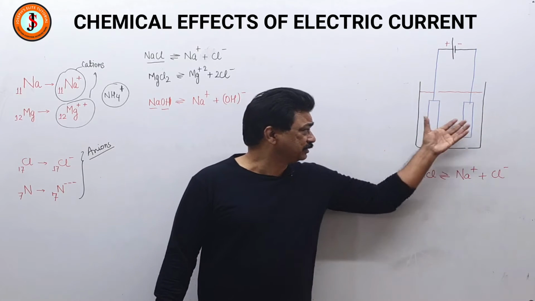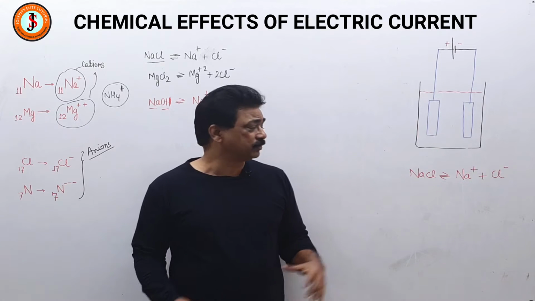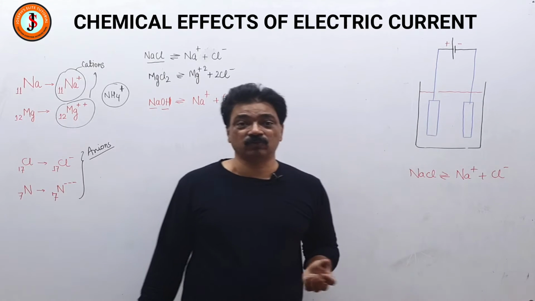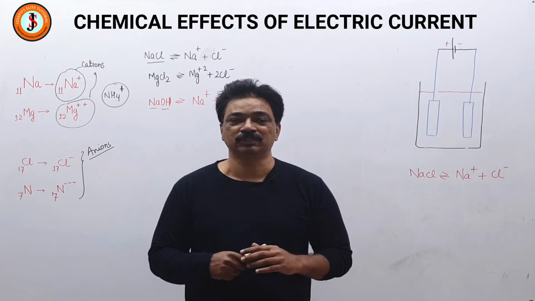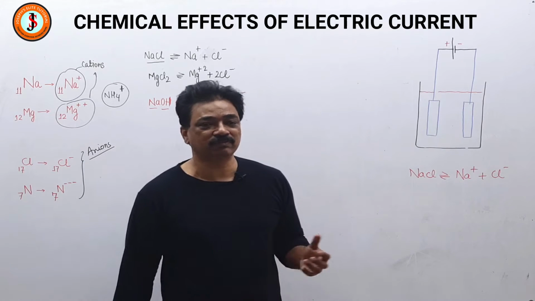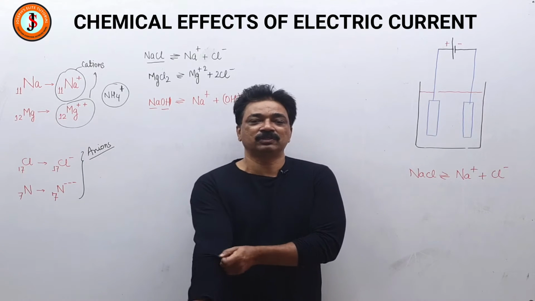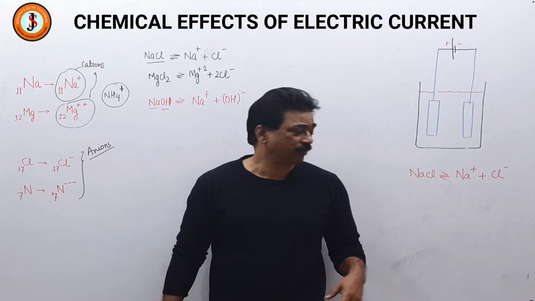So I put NaCl salt solution over here. What happens? NaCl, as I said, is an electrolyte, so it will break up into ions. We use the term dissociation. It will dissociate into positive ions and negative ions.